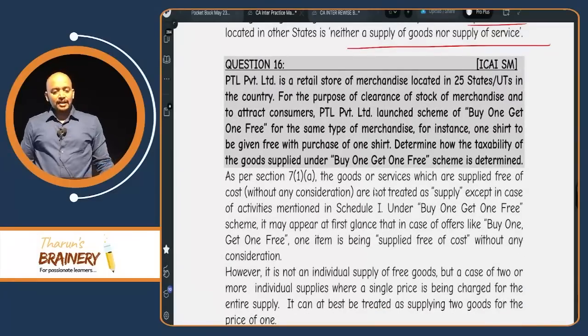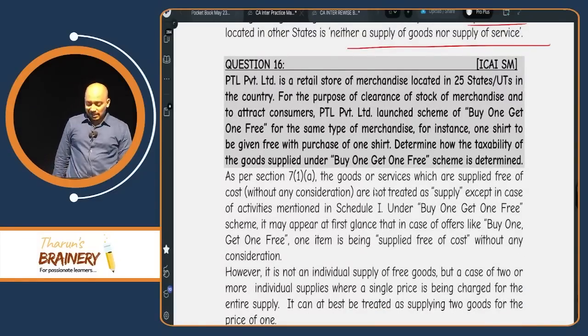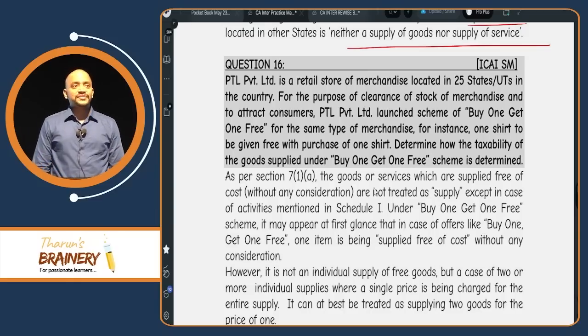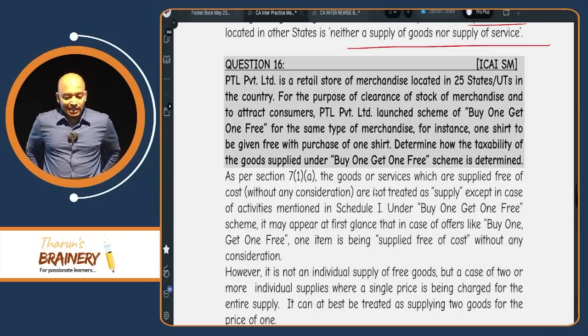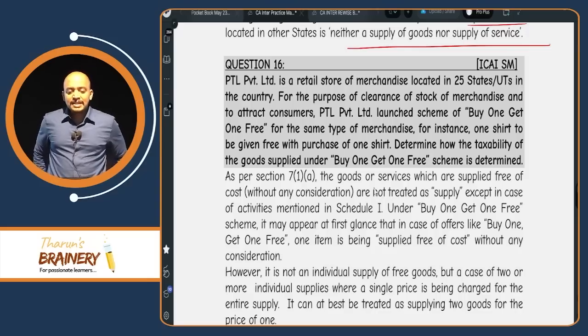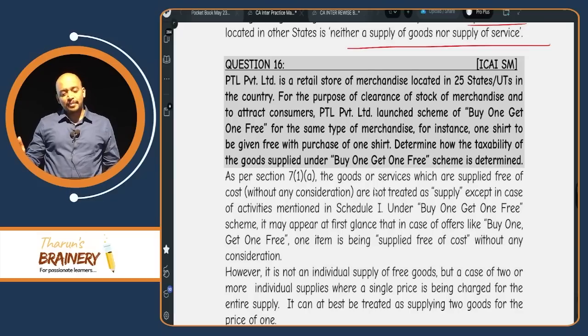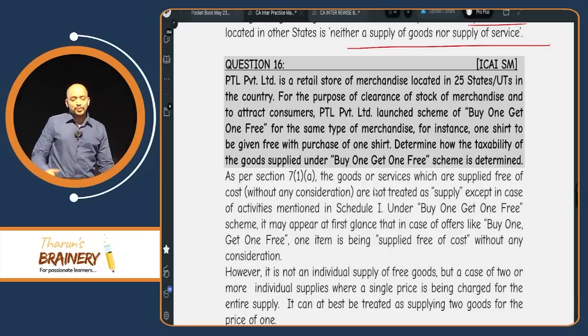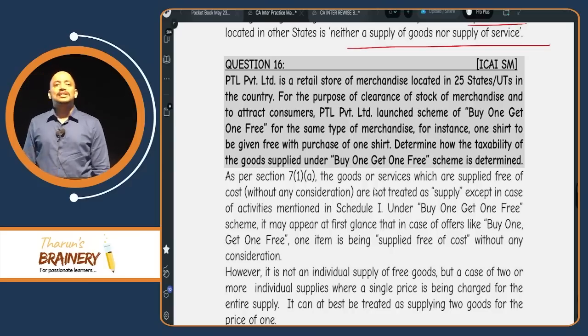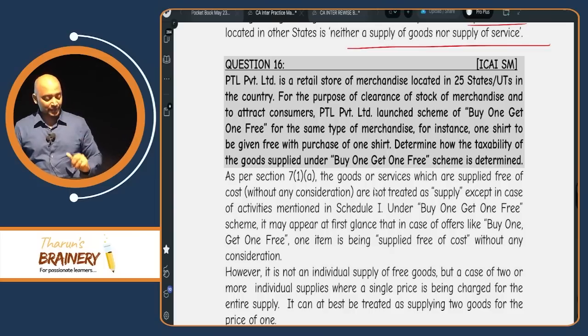The next one: PTL Private Limited is a retail store of merchandise located in 25 states or union territories in the country. For the purpose of clearance of stock of merchandise and to attract consumers, PTL Private Limited launched a scheme of buy one get one free for the same type of merchandise. For instance, one shirt to be given free with purchase of one shirt. Determine how the taxability of the goods supplied under the buy one get one free scheme is to be determined. Buy one get one, or buy this product get any other product, etc. are all treated as composite supply or mixed supply.